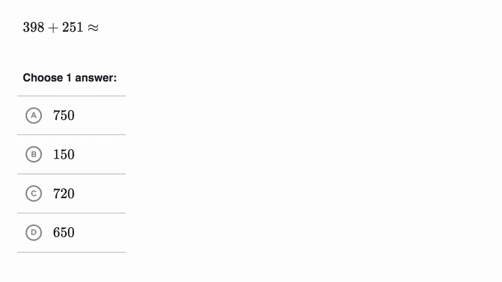What we're going to do in this video is get some practice estimating, adding, and subtracting three-digit numbers. And so here it says 398 plus 251 is, and this squiggly equal sign means we just need to make an estimate. We want to know, what is this roughly equal to?